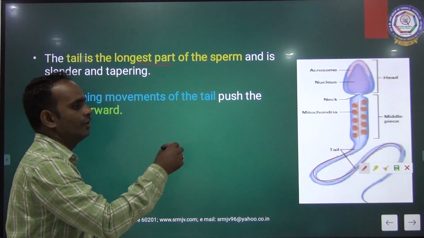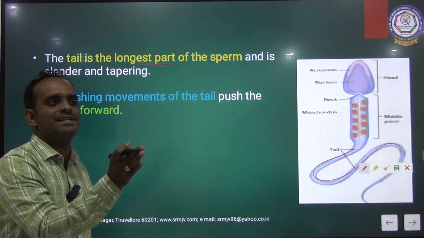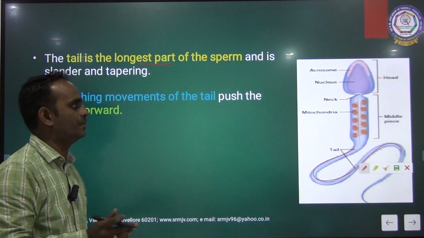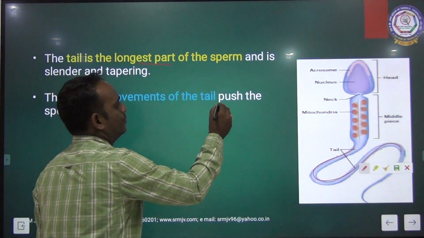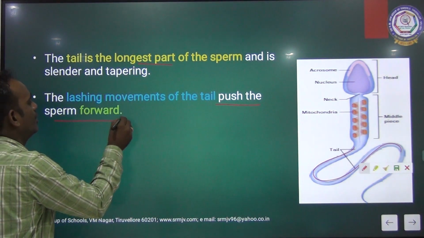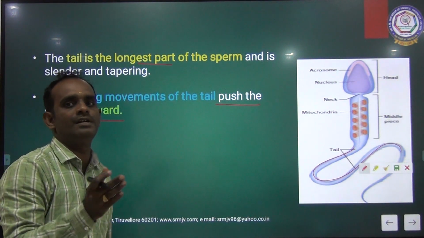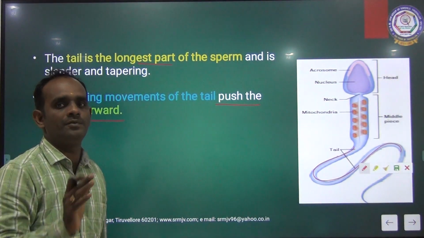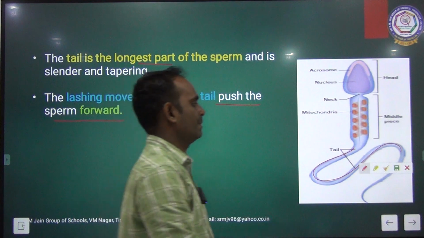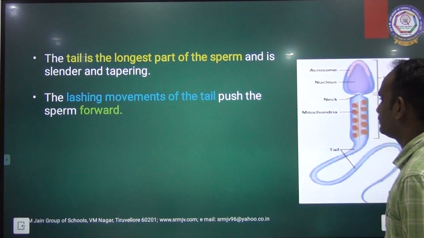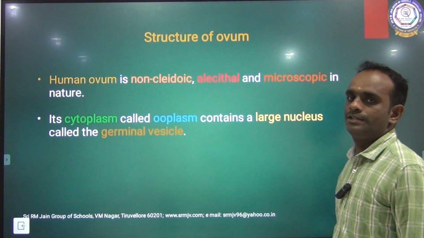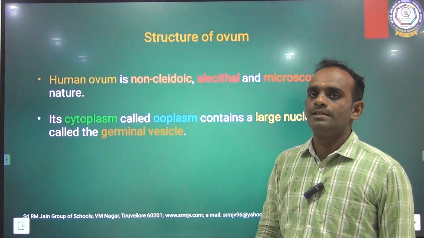The lashing movement of the sperm tail pushes the sperm forward. This is called lashing movement. That's all about the structure of sperm.